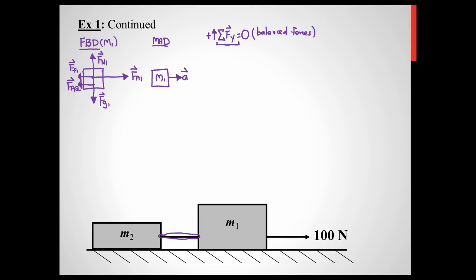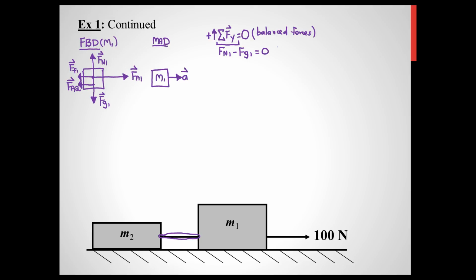Okay, expand the equation of motion. Fn1 points up, it's positive. Oops. Let's just quickly erase that. Okay, Fn1 is positive. Points up. Fg1 points down, it's negative. So you'd have Fn1 minus Fg1 equals 0.